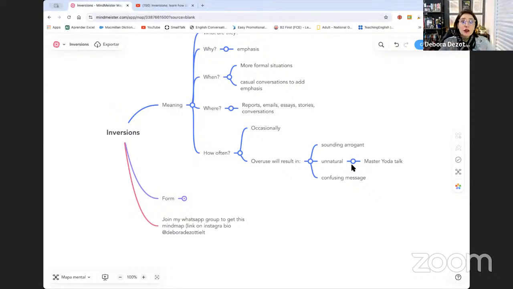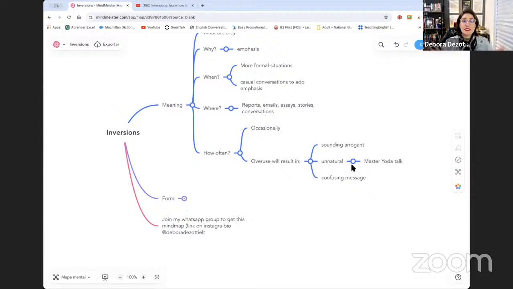And it can also be confusing. Your message can be confusing. After all, if you keep inverting the sentences all the time, it will sound like, whoa, what is she talking about, right? So once in a while in a sentence, fine, but never, never, never overuse them. Otherwise, it will be unclear, unnatural, and maybe even arrogant, or like a person who has no idea what they're talking about whatsoever.